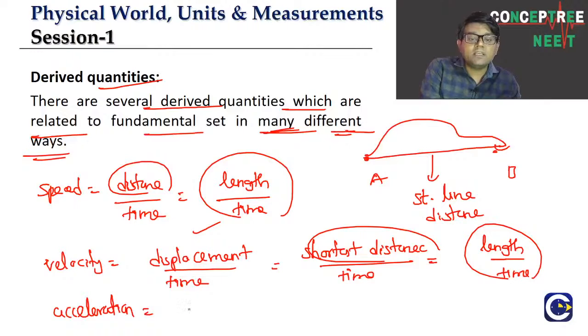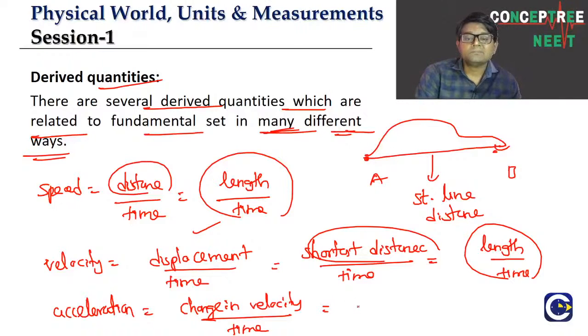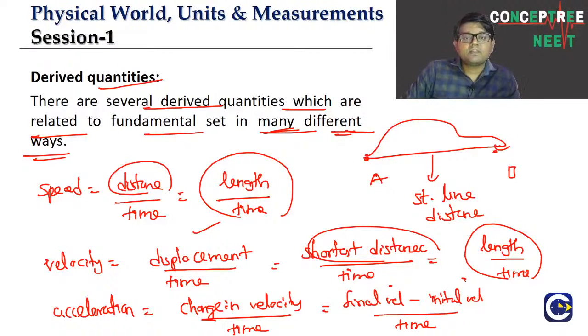Acceleration is the change in velocity divided by the time taken. Change in velocity means the final velocity minus the initial velocity, by the time taken. Each velocity is related to the fundamental set, so acceleration is also related to the fundamental set. So all the derived quantities are basically related to the fundamental physical quantities.